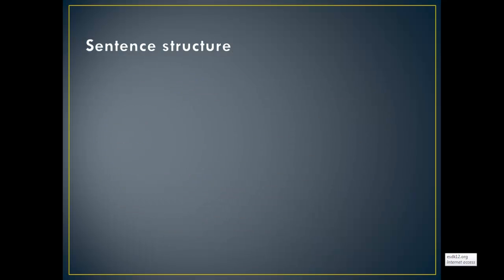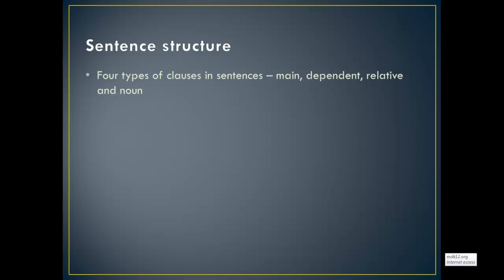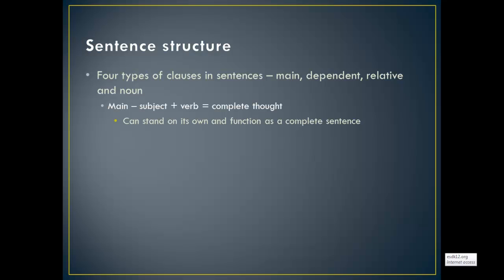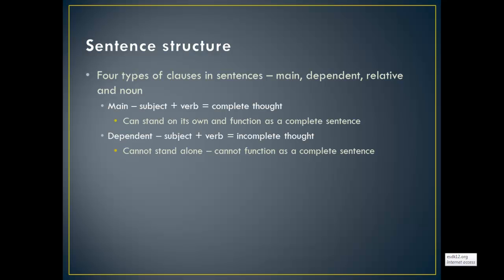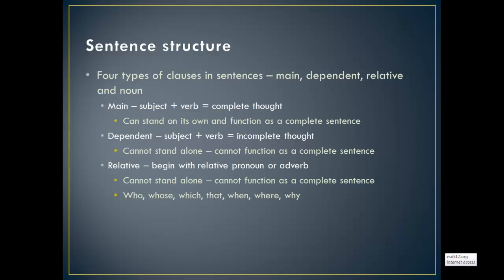All right. So when you talk about your sentence structure, there are four main types of clauses in sentences. Sentences are made up of clauses. We've got main, dependent, relative, and noun clauses. Main clauses have a subject and a verb. They're a complete thought. They can do their own thing. They do not need anything else to stand on their own to be a sentence. Dependent clauses have a subject and a verb, and they're an incomplete thought. They can't stand alone.